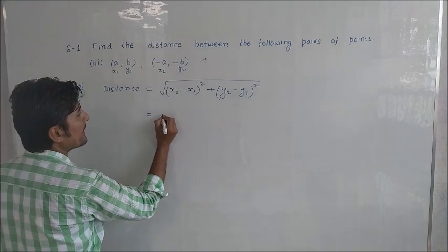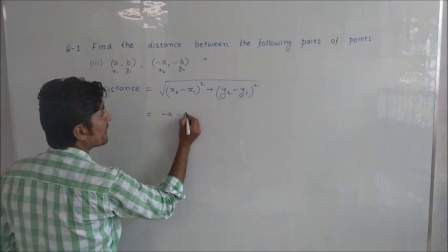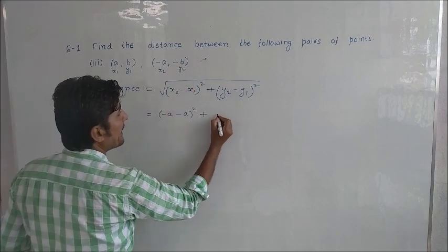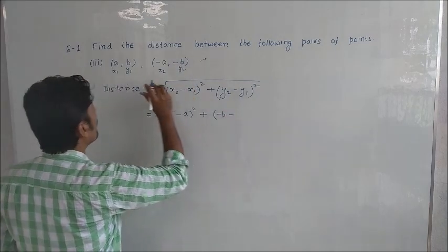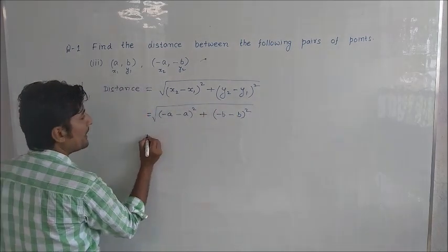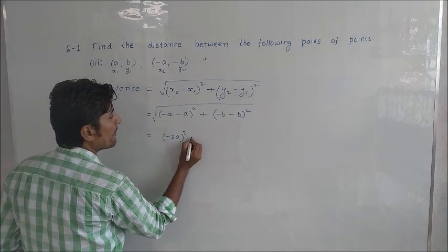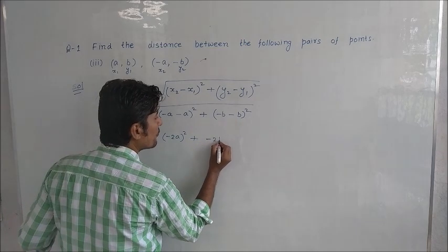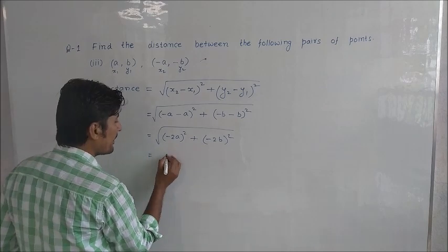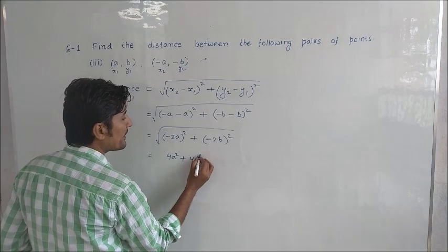After that, we have to put all these values in this equation. The value of x2 is minus a, so here we can write minus a, minus x1, the value of x1 is a, whole square, plus y2, the value of y2 is minus b, minus y1, which is b, whole square. Then under root equals minus 2a whole square plus minus 2b whole square under root. Now minus 2 whole square will be plus 4a square and here we can write plus 4b square.